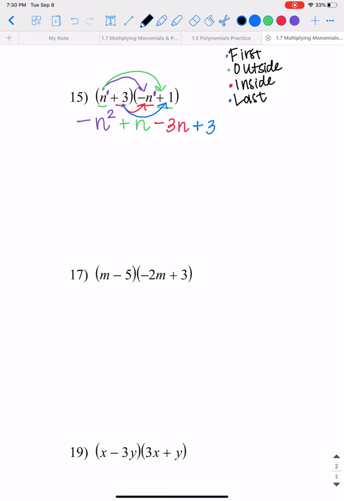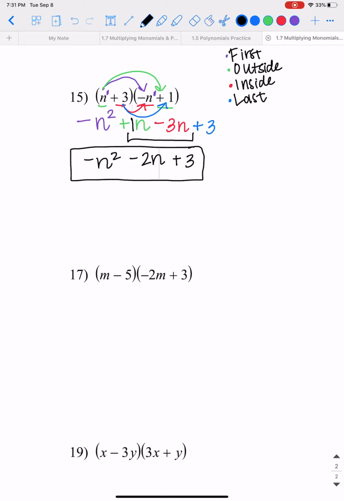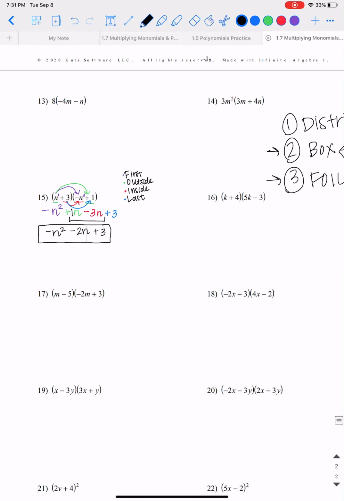Now our only step left is to combine like terms. So here I have a plus n and minus 3n. So when I combine those, I really have 1 minus 3, which gives me negative 2n. And then I would just fill in the rest of my problem since there's no other terms to combine. And my final answer would be negative n squared minus 2n plus 3. Okay, so that's an example of the FOIL method.